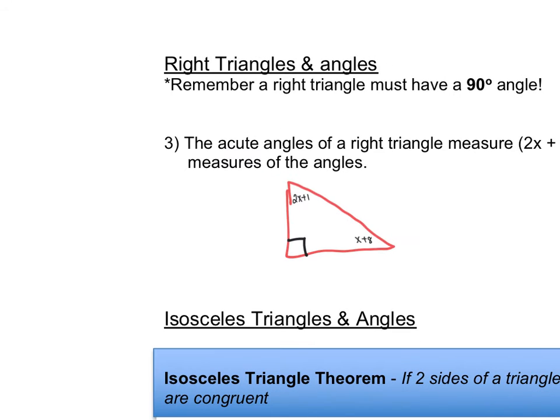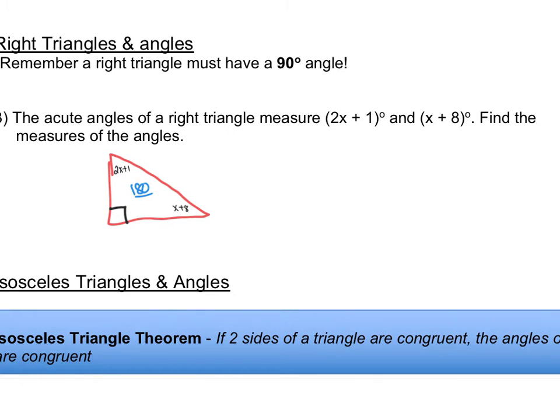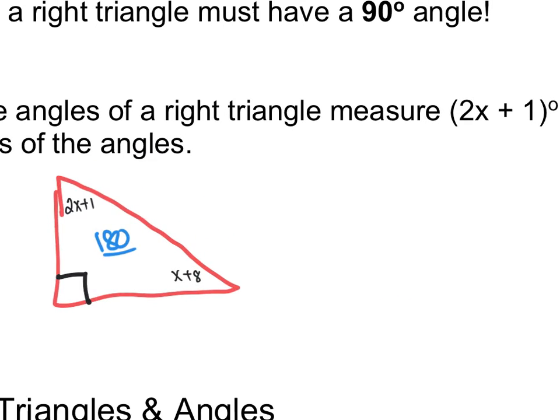And if you look, I have 3 angles, and I know when I add them up, they're going to be equal to 180. So I'm going to take my 3 angles, add them up, and set them equal to 180. It says find the measure of each angle. So I have my 2x plus 1 plus my x plus 8, and I also have this angle right here, which is 90 degrees. And that's equal to 180.